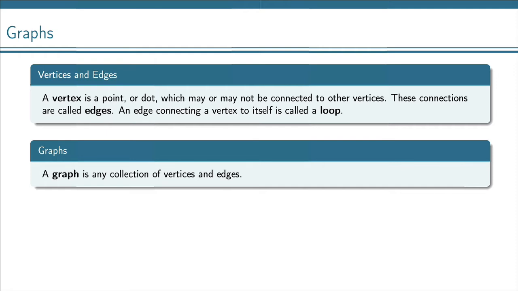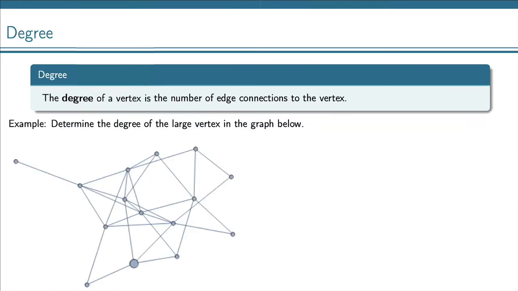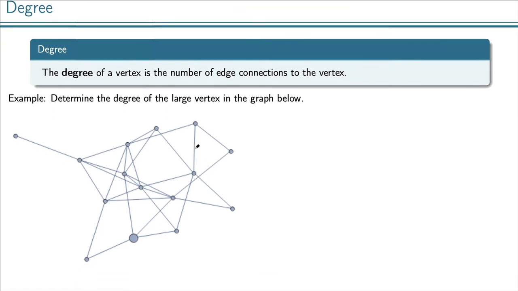First of all, a vertex is a point or dot which may or may not be connected to other vertices. The connections are called edges, and an edge that connects a vertex to itself is called a loop. When we combine vertices and edges into one whole, we end up with what is called a graph. Here we see an example of a graph, and we're going to talk about the definition of this word degree.